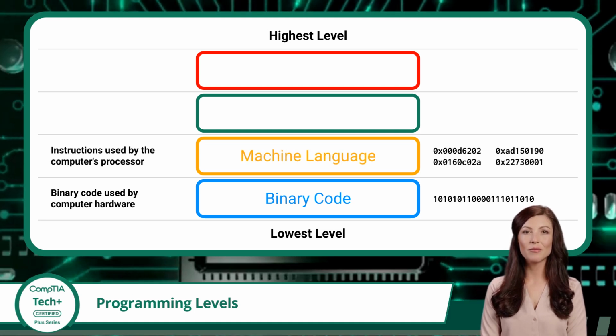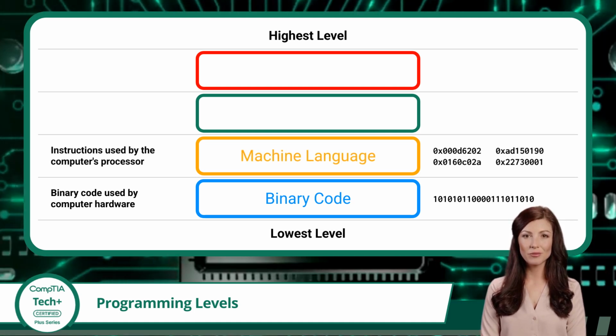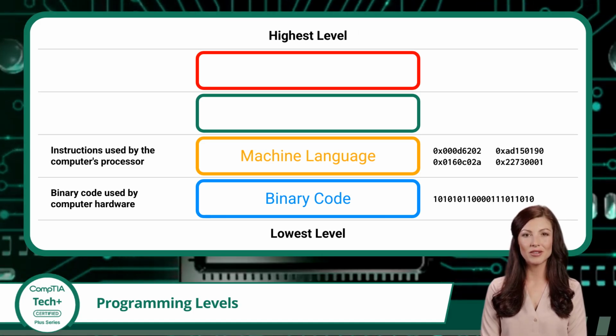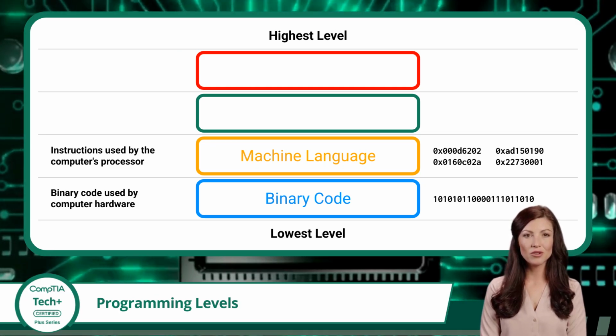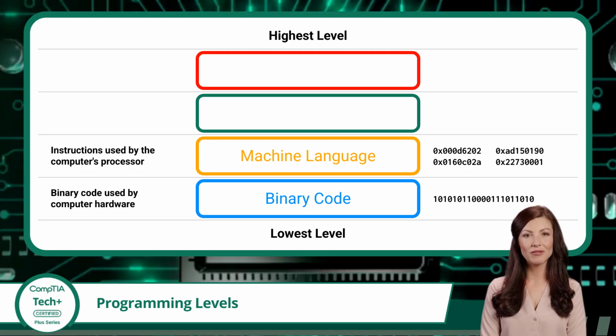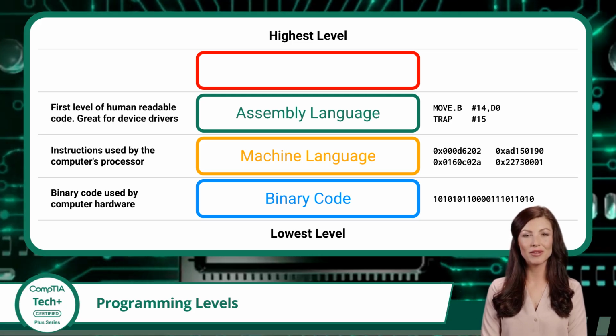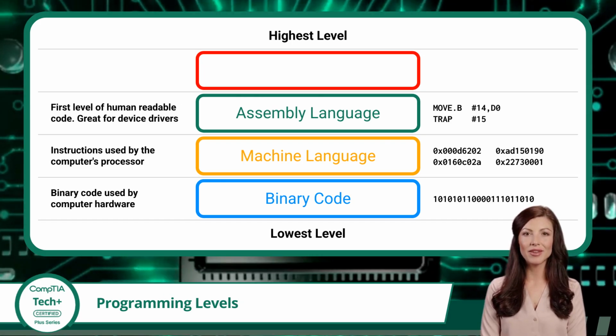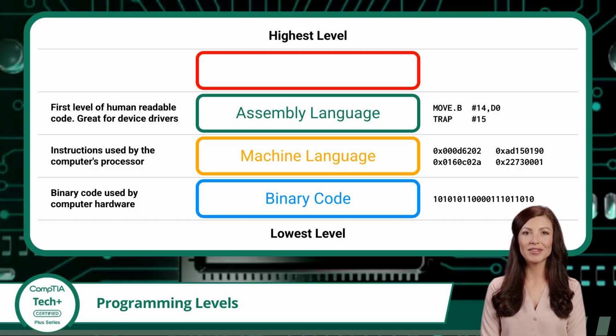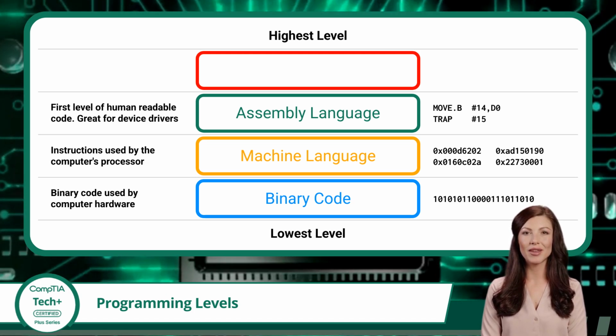Moving up a level, we have machine language or machine code. Machine code consists of hexadecimal representations of binary instructions that are used by the computer's processor to directly control the computer's hardware. This is like the computer's native language, but it's not something humans find easy to work with and is not quite readable. Moving up yet another level, we have assembly language. This language represents machine code instructions using mnemonics that are easier for humans to understand. It is the closest language we have to machine code and is great for designing and programming low-level device drivers, but it is still not quite user-friendly.